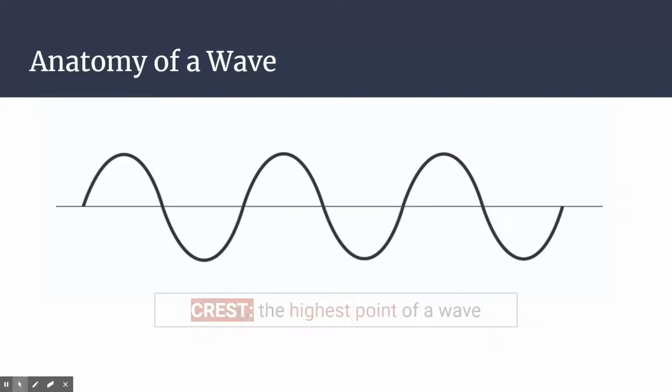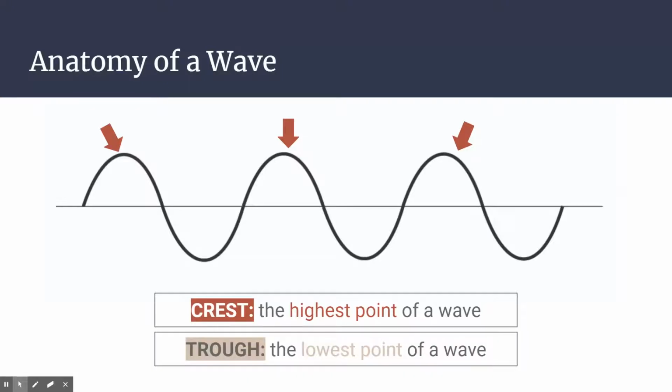Then we have what's called the crest of a wave, and this is its highest point. So these are 3 individual waves and 3 individual crests. Then we have the lowest point, that's called the trough. And here we have 3 individual troughs because we have 3 individual waves.